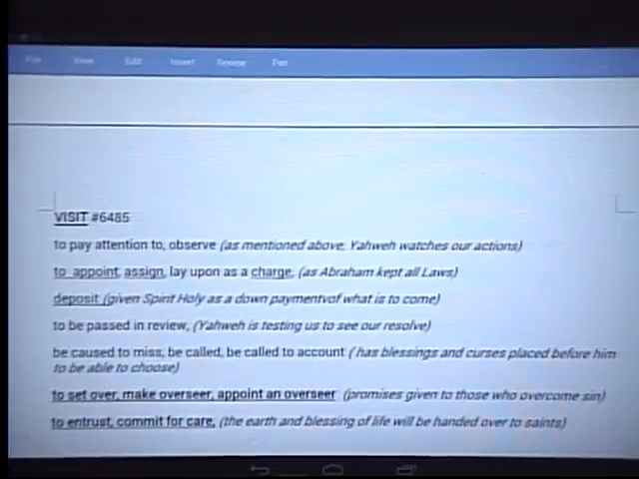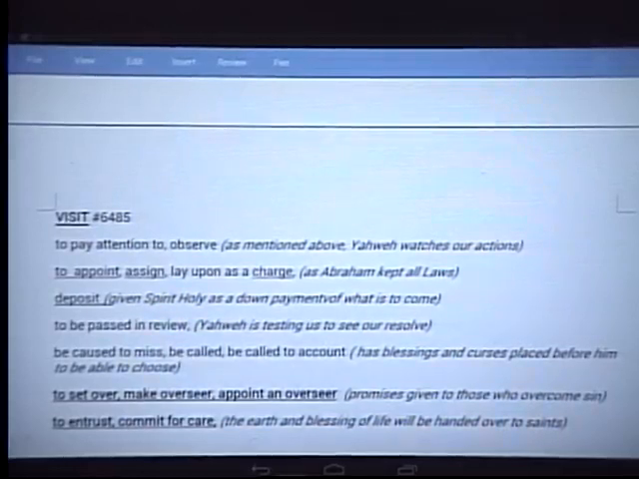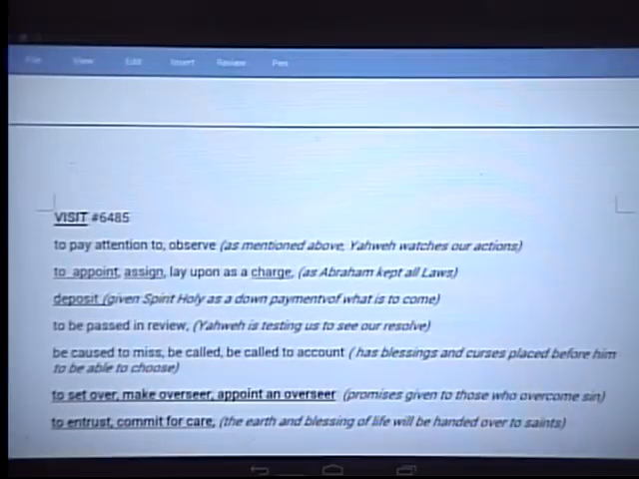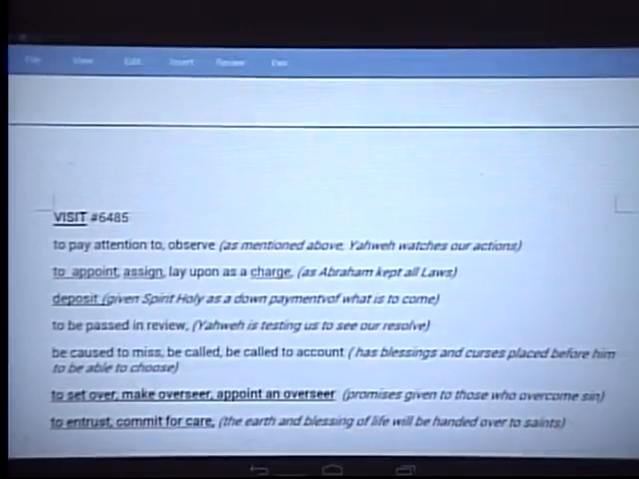Okay? Remember how Abraham kept all of Yahweh's laws? All that was charged to Abraham, he kept. He was obedient to those things. It means a deposit. Remember, the Holy Spirit is given as a down payment to us as to what is to come. Visit also means to be passed in review. Of course, Yahweh's testing us to see what our resolve is, right? He's testing us. He wants to see, what are we going to do? How are we going to handle situations?